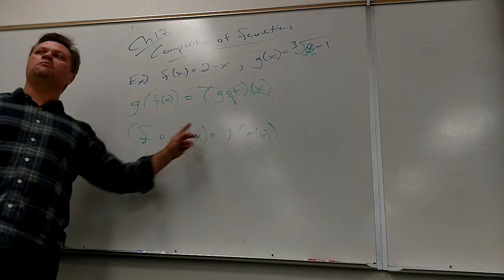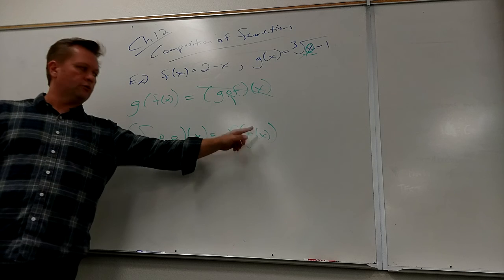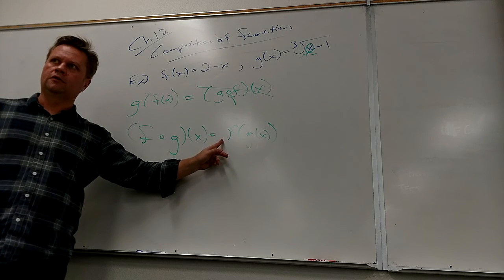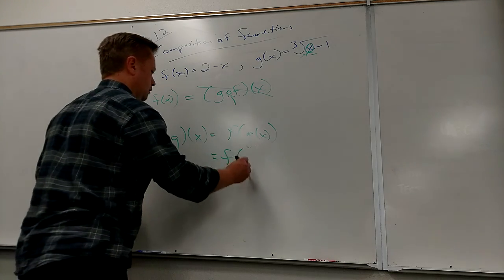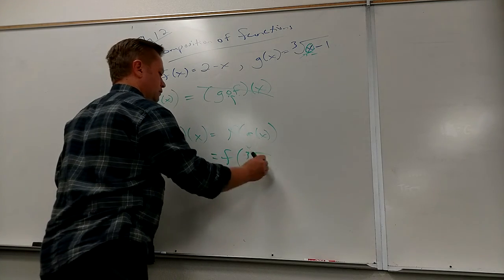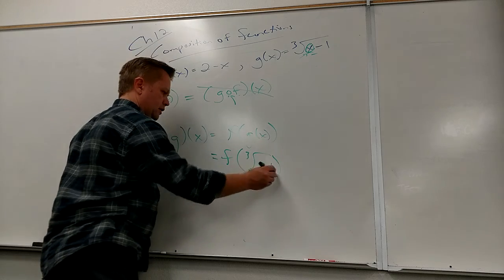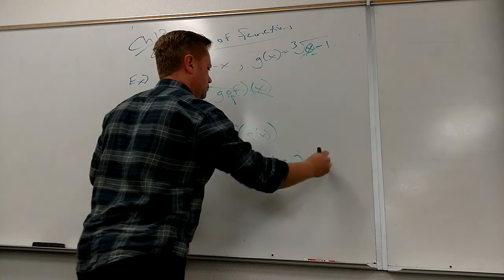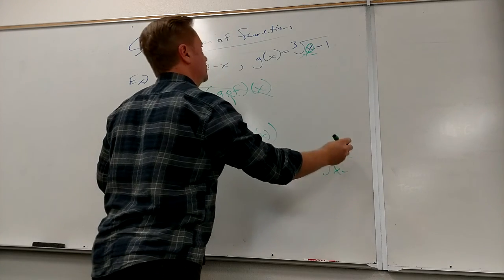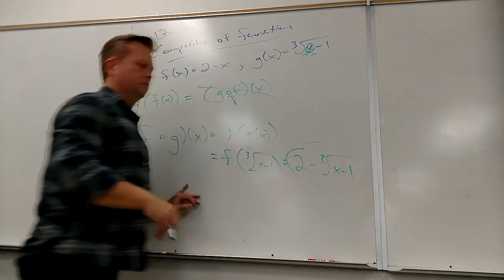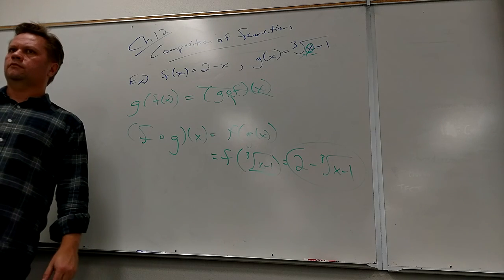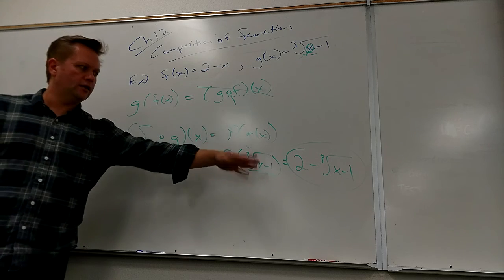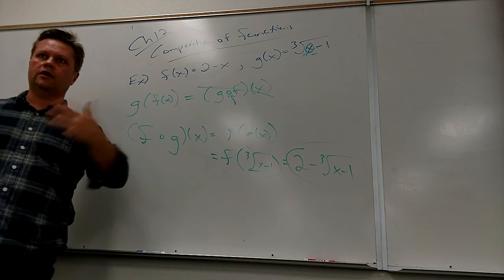If I see this, I immediately write it like this. Now what do I do next to figure this out? What am I putting into f? g. And what is g? Cube root of x minus 1. And I just take this and plug it into f. And this is where some of you guys are going to try to do too much. I can't do anything to this. That's it. I put that there, and there's nothing I can do. There's nothing I can put together.